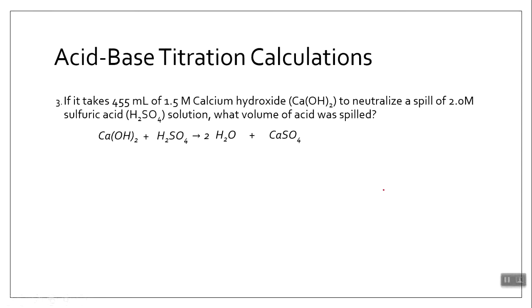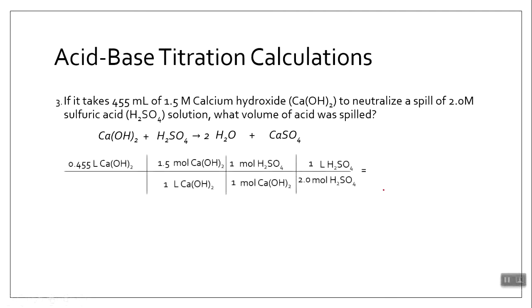This is the balanced reaction that you should have written down. Calcium hydroxide plus sulfuric acid yields 2 moles of water plus calcium sulfate. And again, the order of this doesn't matter as long as the reactants are on the reactant side and the products are on the product side. Once you set it up, you should have something like this.